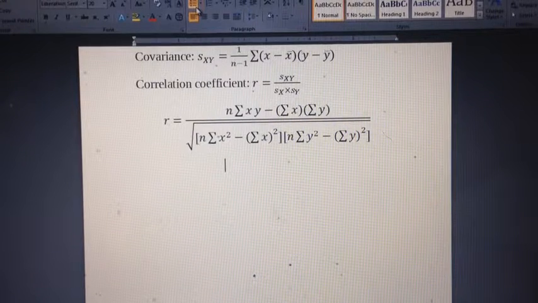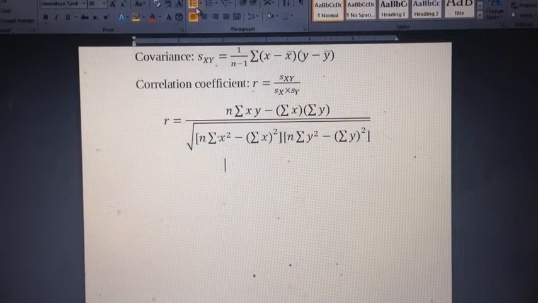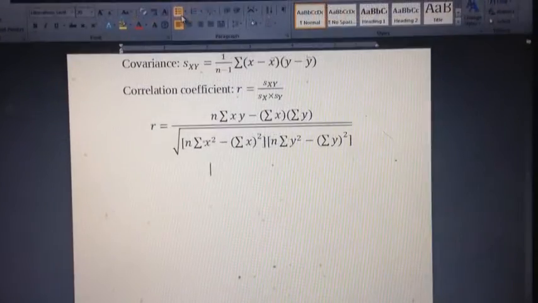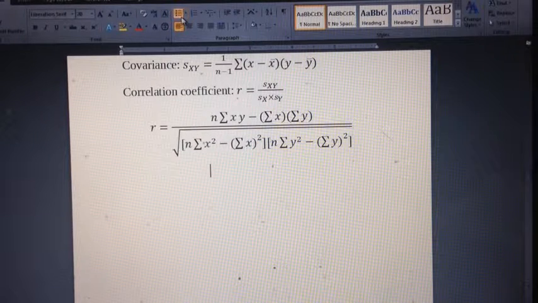This formula started off as R equals the standard deviation of xy over the standard deviation of x times the standard deviation of y. Afterwards, Pearson used algebraic manipulation and the fact that the sum of x equals the number of terms times the average of the sample space, and he rearranged it to make this formula.